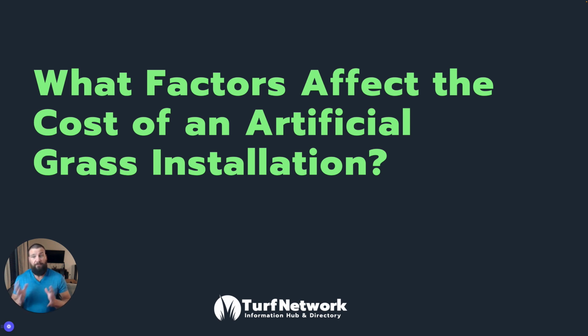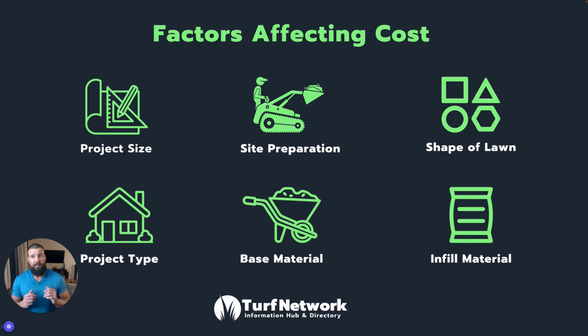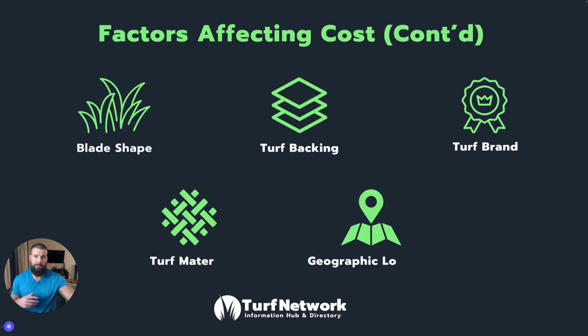What factors affect the cost of an artificial grass installation? Here are the first 6. We have project size, site preparation, the shape of your lawn or whatever space you would like to have artificial grass installed, the project type, base material, infill material, blade shape, turf backing, turf brand, turf material, and geographic location. Those are the most influential factors that are going to affect the cost of an artificial grass installation.